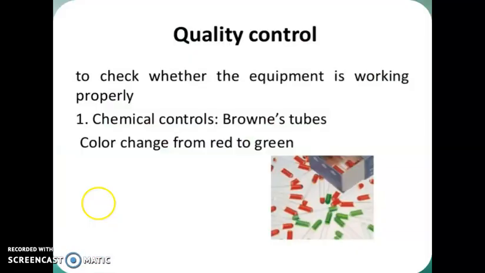Quality control. It is to check whether the equipment is working properly. So there are two methods. First is chemical control, that is using Brown's tube. We should keep this Brown's tube along with the materials while sterilizing. Initially this Brown's tube is red in color, and if proper sterilization is ensured, then the color changes from red to green.